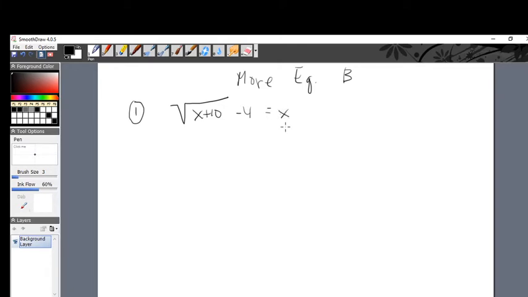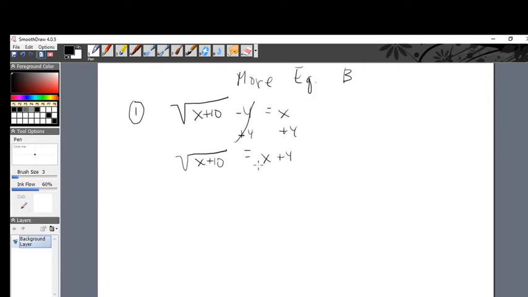Okay, so how do we go about this? Well, this square root's got to go. The way to get rid of a square root is to square it. But you can only square it if we can get rid of everything else except for the square root. So that minus 4 has got to move to the other side. The way to do that is to do plus 4 on both sides. Okay, so this is gone. So we've got square root of x plus 10 equals x plus 4.